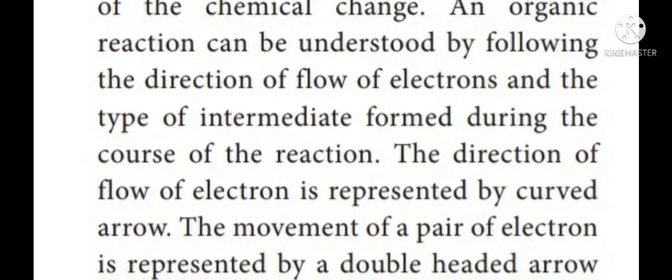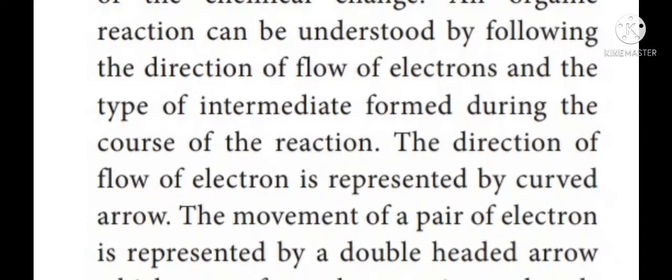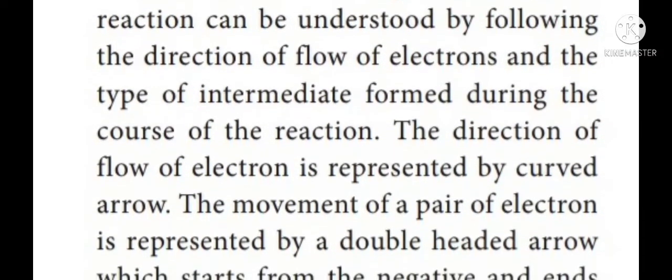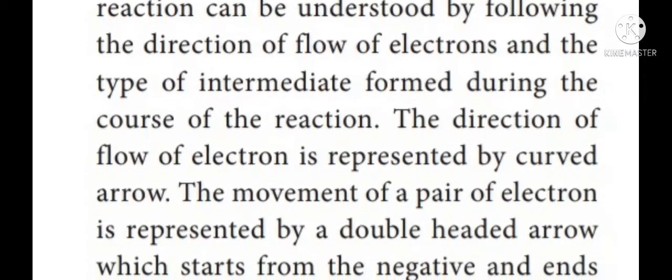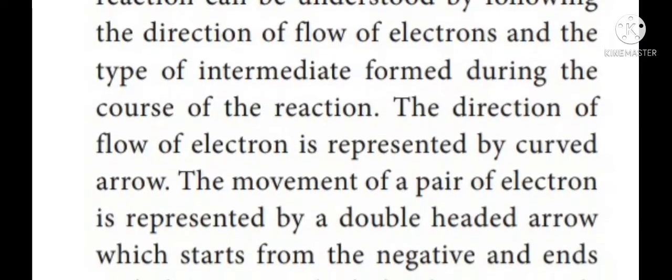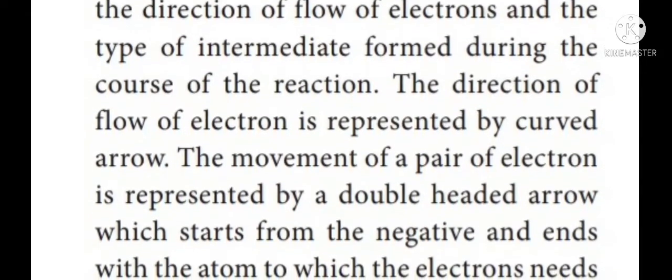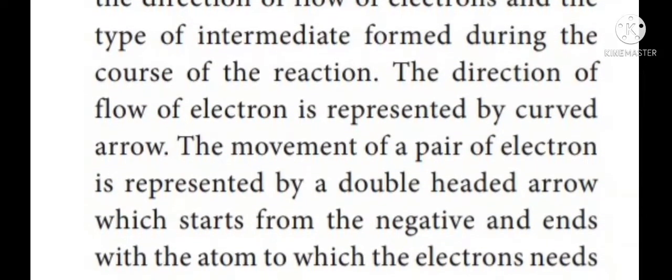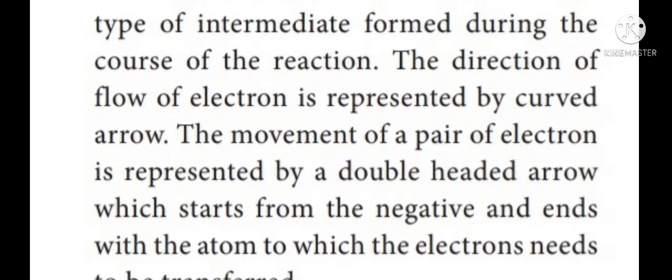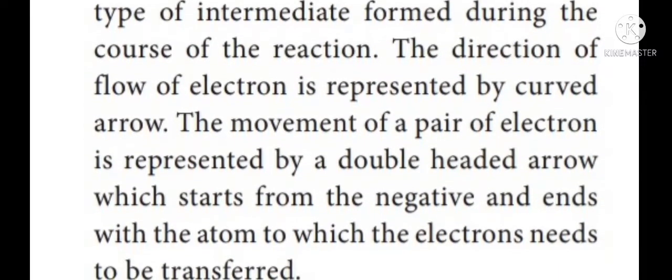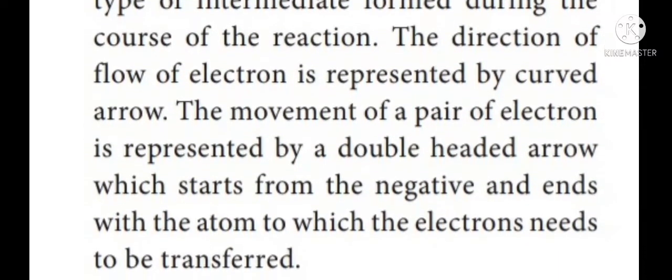Here, the direction of flow of electron is represented by a curved arrow. The movement of a pair of electrons is represented by a double-headed arrow, which starts from the negative side and ends with the atom to which the electrons need to be transferred.